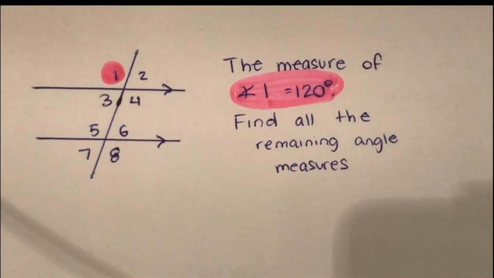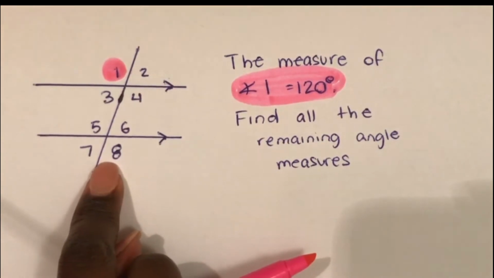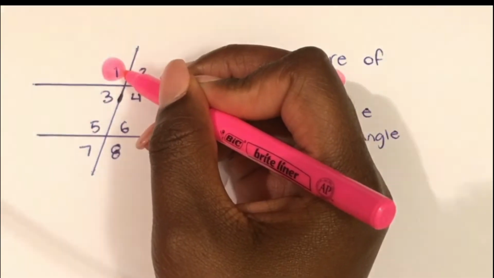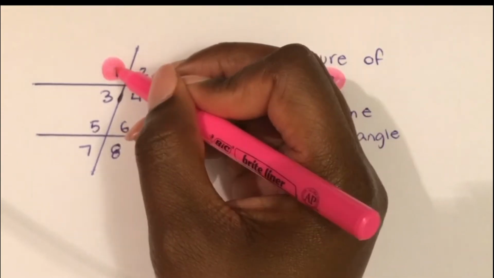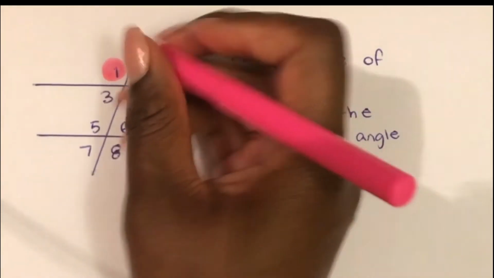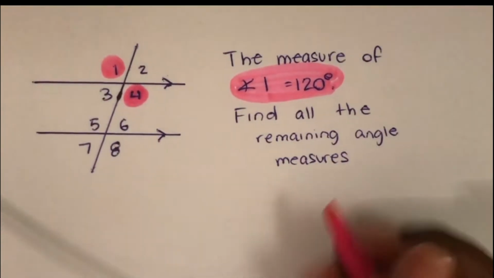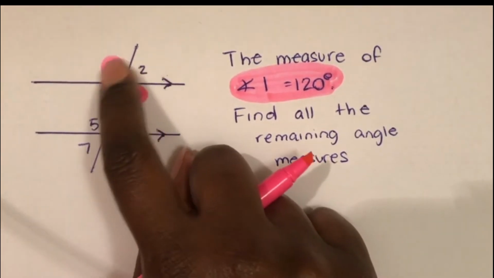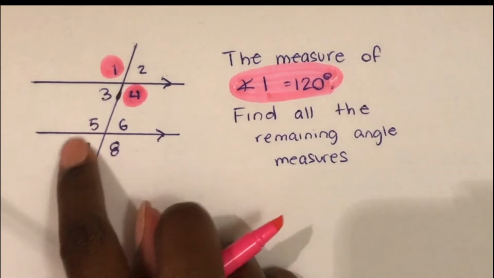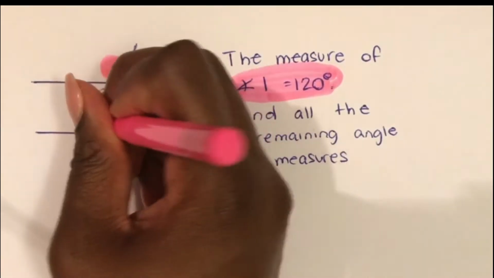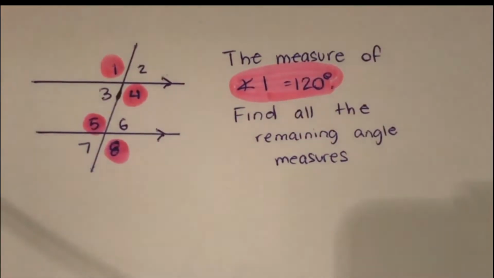From here, I'm going to create a pattern on this set of parallel lines and transversal. First, I'm going to highlight the angle that's vertical to the angle I just highlighted. So the angle directly across from it is angle 4. That's a vertical angle to it. And now that same pattern I did in this intersection, I'm going to copy it in this second intersection. So top left corner needs to be highlighted and bottom right corner needs to be highlighted.